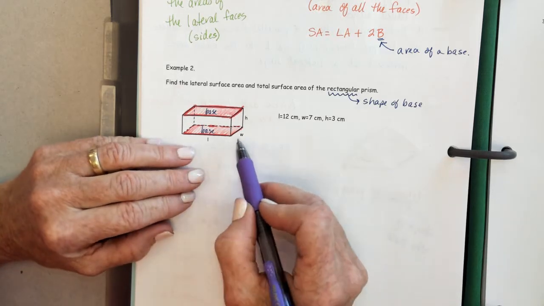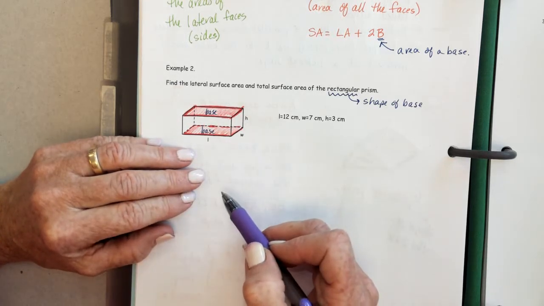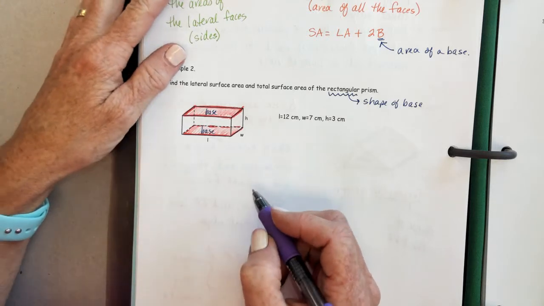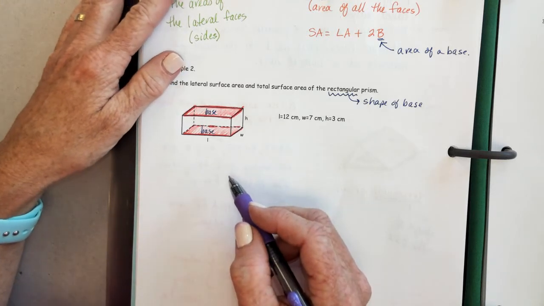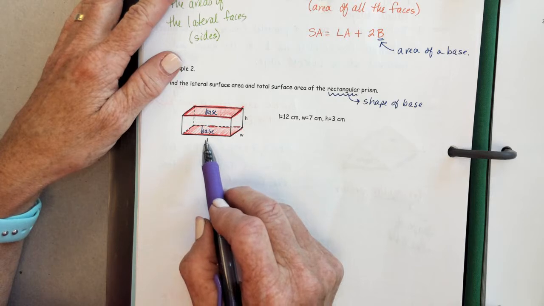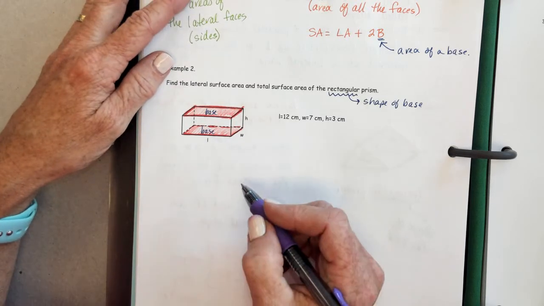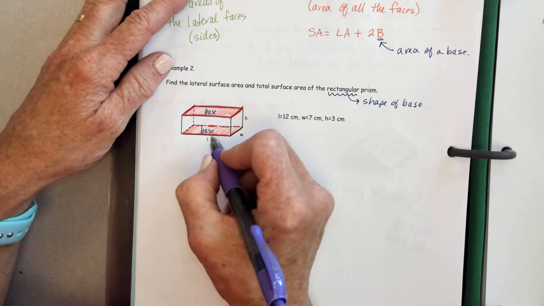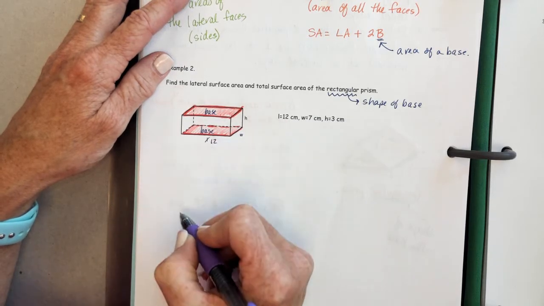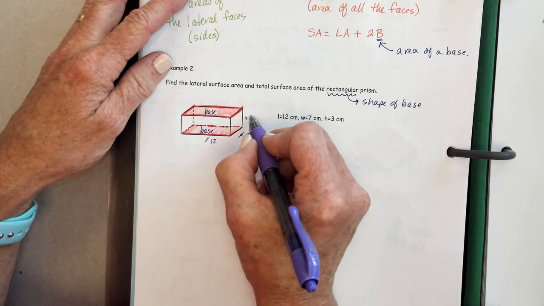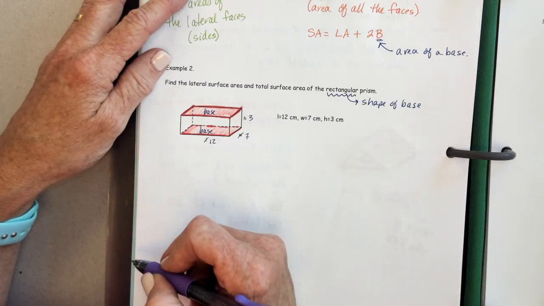Okay, so we have length, width, and height. This is not length times width times height. That's volume of a rectangular prism, but we're not doing volume now. I know some of you, when you see length, width, height, you just want to go length times width times height, but that's not the case here. Length is 12 centimeters. Width, 7 centimeters. And the height, 3 centimeters.